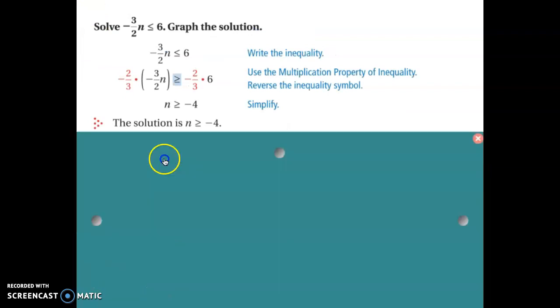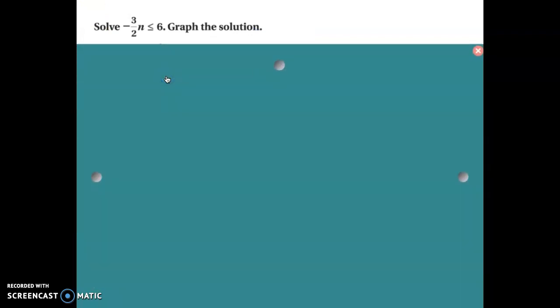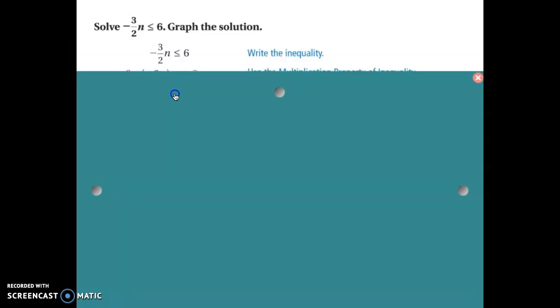All right, here is our next problem. So it's -3/2 n is less than or equal to 6. And right away you should be saying, oh my golly, that's a -3/2. So I'm going to have to reverse, or make the opposite sign, for that inequality.